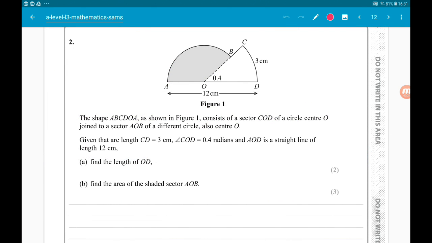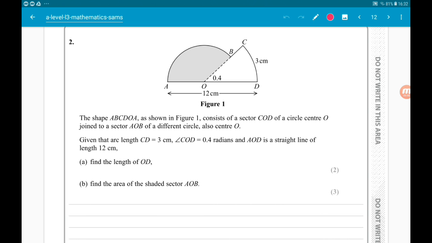Okay, number 2, fun with sectors. So the shape ABCDOA, as shown in figure 1, consists of a sector COD, of a circle centre O, and that's joined to a sector AOB of a different circle still centred at O. Given that the arc length CD is 3 centimeters, angle COD is 0.4 radians, and AOD is a straight line of length 12 centimeters, part A, find the length of OD.